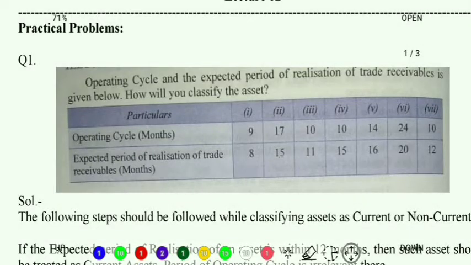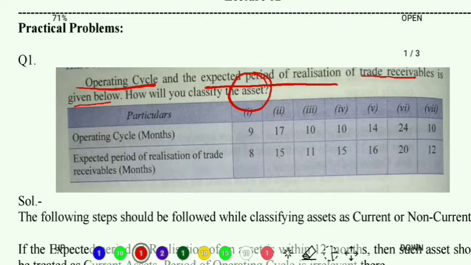So here is the first question in front of you. Let's read the question. The question says, operating cycle and the expected period of realization of trade receivables is given below. How will you classify the asset? That means what is the sum about? First, you will see that the operating cycle is given to us and the expected period of realization of trade receivables is given. Clear? And we are being asked to classify the asset.